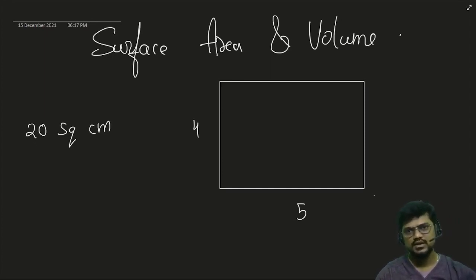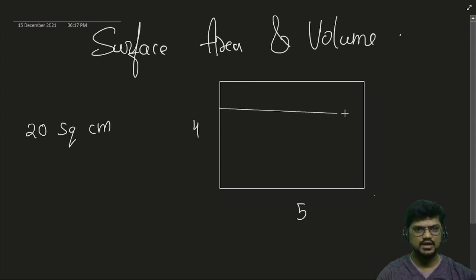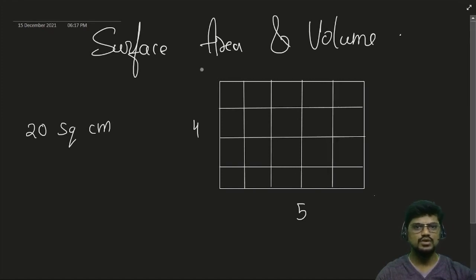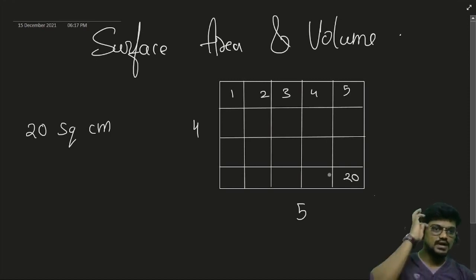That means if we make grids like this, means if this is 4 centimeter and each of these is 1 centimeter, and if I make 5 grids over here also, 5 boxes in total. Okay, and if you count it total, 1 2 3 4 5 6 7 8, you will get 20 boxes in it. That's why the area is said as 20.